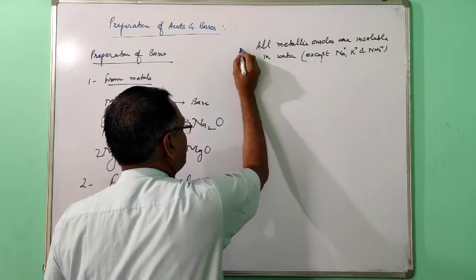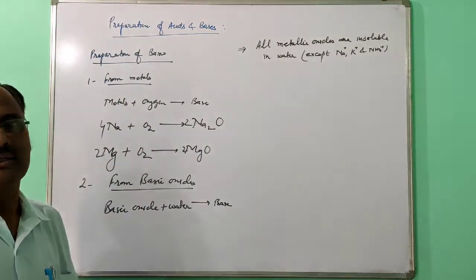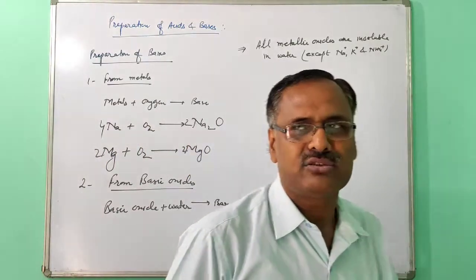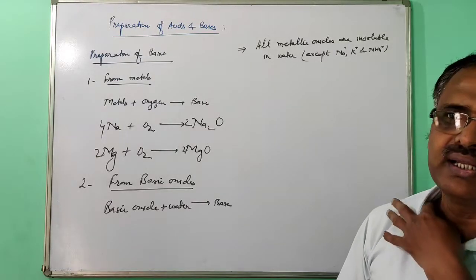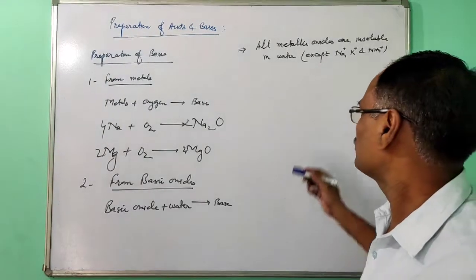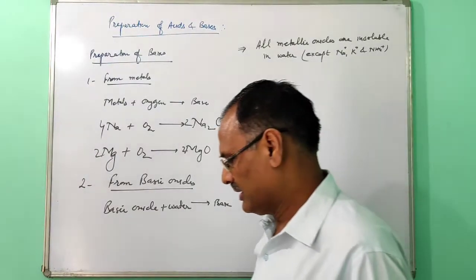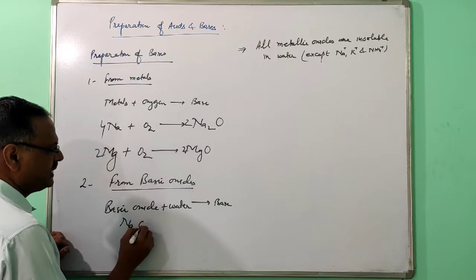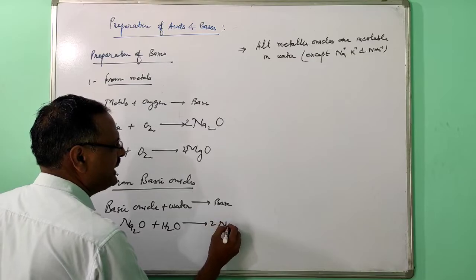This is a very important point. All metallic oxides are insoluble in water. If you take copper oxide, insoluble, zinc oxide, insoluble, lead oxide, insoluble. Then which oxide will be soluble? You have the option sodium oxide and potassium oxide. So you can take sodium oxide dissolved in water. This will form sodium hydroxide.